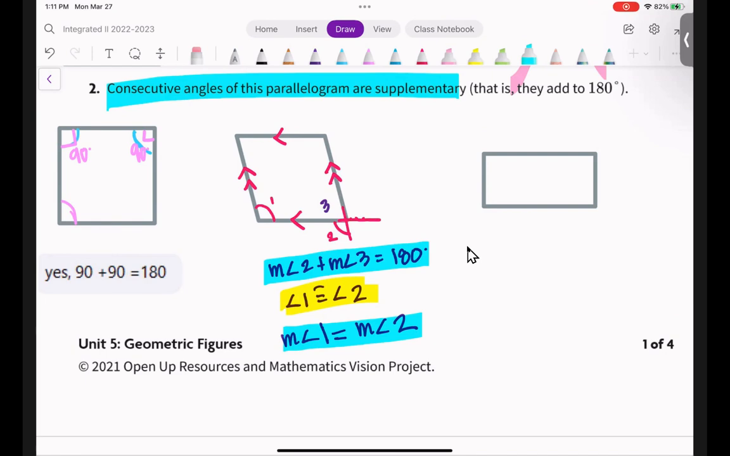Which two angles are supplementary? What do they want me to prove? Which two angles are they trying to get me to prove are supplementary? It's okay to be wrong here. Be wrong so you can be right on the test. Be wrong so you can learn it. Nope, not those ones.